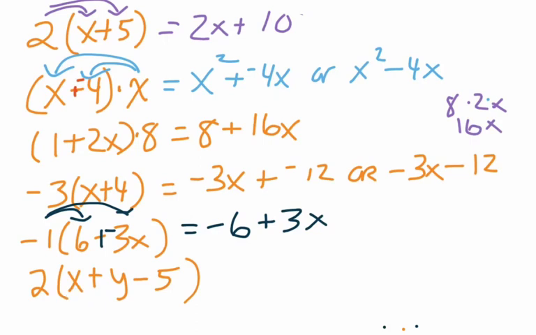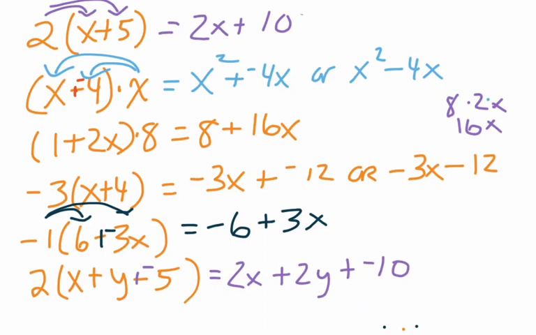Last one, 2 times x is 2x. 2 times y is 2y, and then you can either bring the minus over or you can say that's plus negative and then say that 2 times negative 5 is negative 10, and then you're welcome to change that back to a minus sign. Do what's going to work for you.